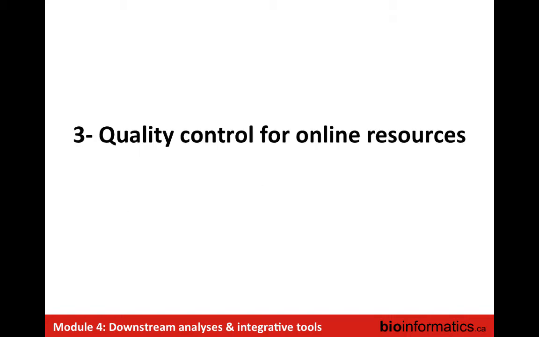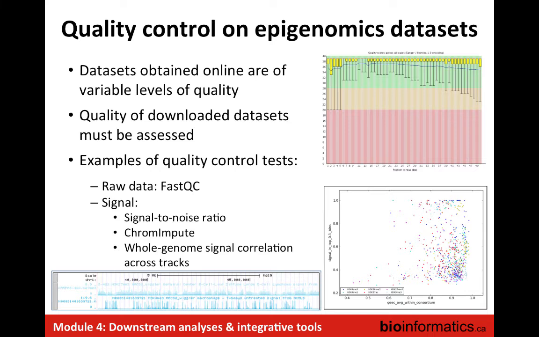So assessing quality controls of online resources. As we mentioned many times so far, the data sets have a different level of quality. The quality, therefore, of the data set that you download should be assessed. There's different kinds of ways to do that. One of the ones that we've touched the most in this workshop is to use FastQC. So if you download the FastQs from a controlled access repository, for instance, you can run FastQC on it, and you'll have an overall idea of the quality of the data sets you get.